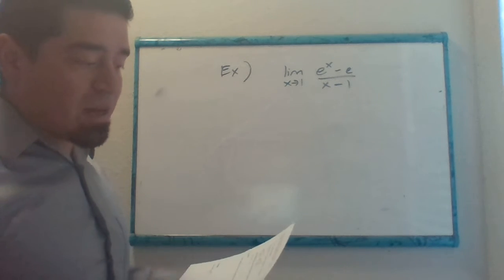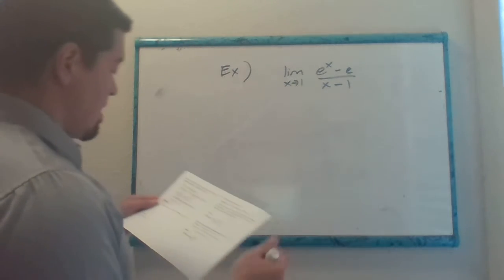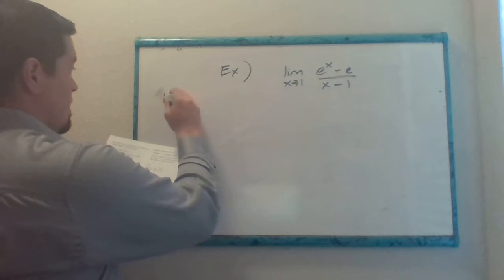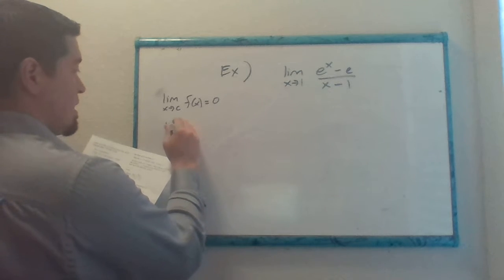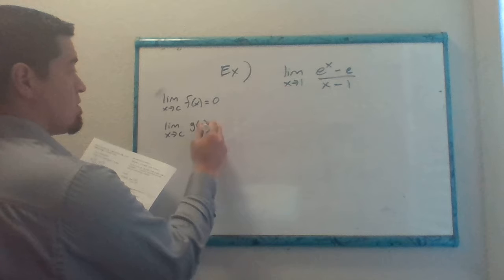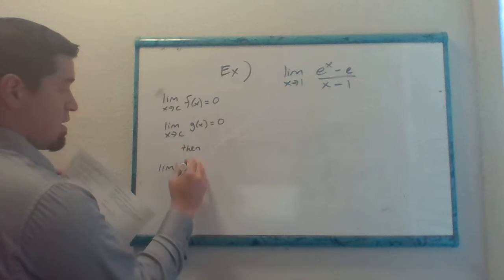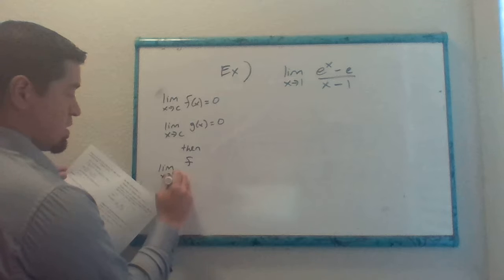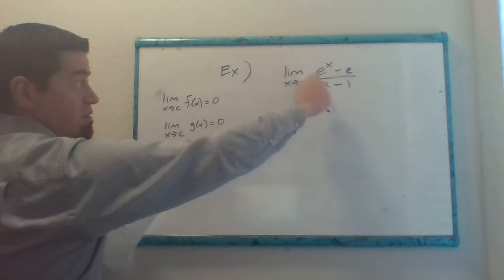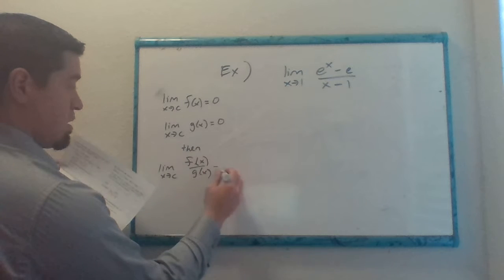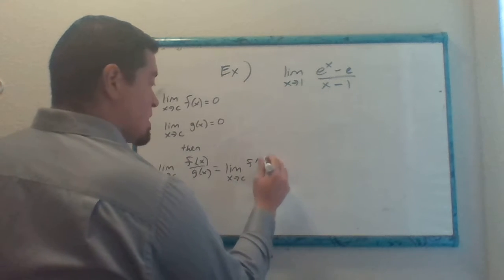So we have to use what's called L'Hopital's rule, which is right above this on the back. It says, for c a real number, if the limit as x approaches c of f of x equals 0, and the limit as x approaches c of some other function g of x equals 0, then the limit as x approaches c of f of x over g of x, which you can kind of see there's a fraction here, f of x over g of x, equals the limit of the derivative, f prime of x over g prime of x.